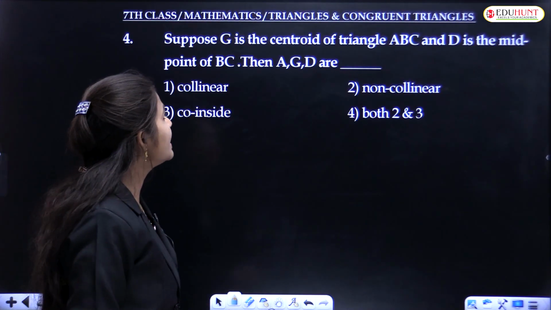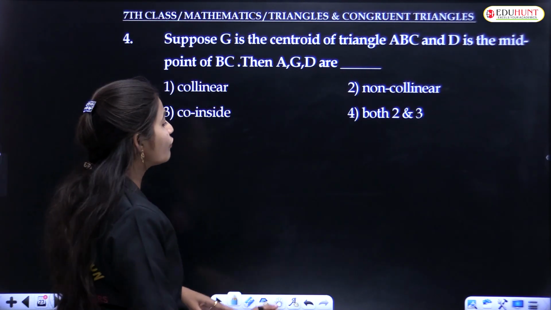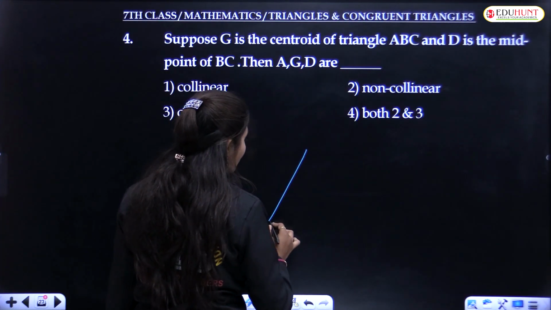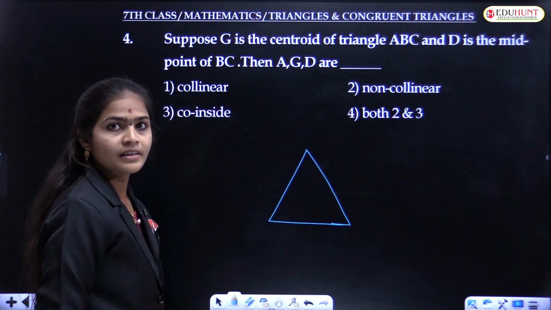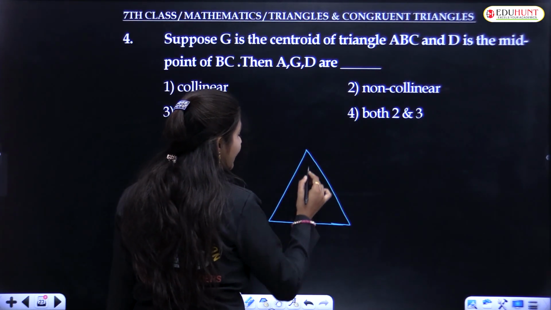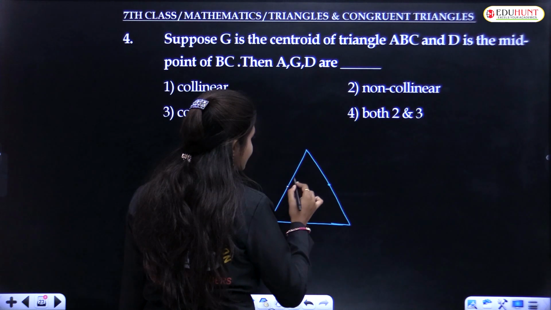Suppose G is the centroid of triangle ABC. Centroid means the concurrent point of medians. Where can we observe that centroid? It is the concurrent point of the medians.